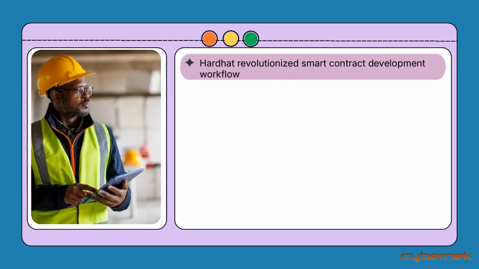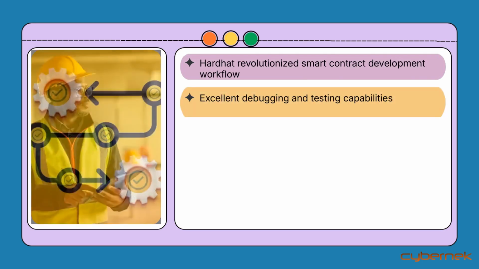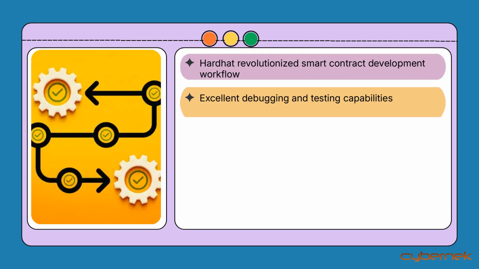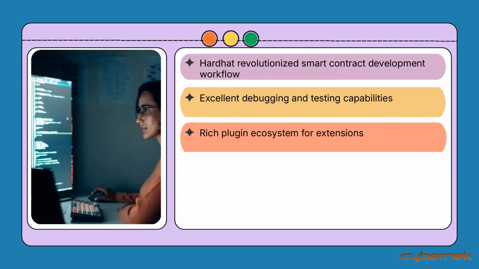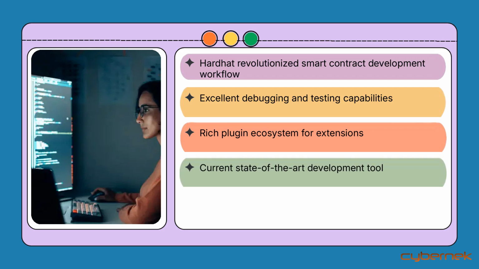Hardhat has honestly revolutionized how I approach smart contract development. The debugging capabilities alone have saved me countless hours of head-scratching. The local network spins up fast, the error messages are actually helpful, and the testing framework just works. As you get more comfortable with Hardhat, start exploring plugins. There are plugins for everything: gas reporting, contract verification, coverage analysis, and more. The ecosystem is rich and keeps growing.